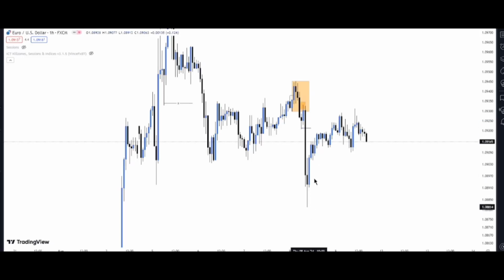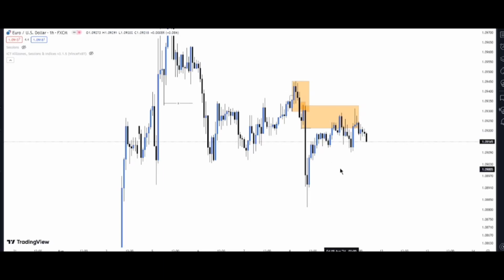Now, as price is rotating back up, where is your area of interest here? This is your order flow. And that's why price came into that order flow on the 1H. Now that you have this order flow on the 1H, can we refine it on the lower time frame? Well, you may be thinking, but it didn't take inducement.